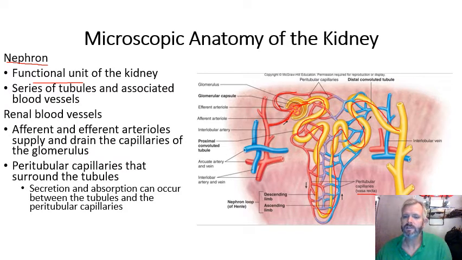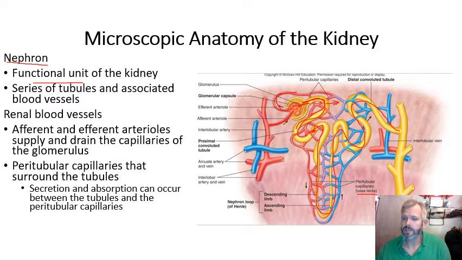What we see is as the filtrate travels through here, many items from the filtrate can actually get reabsorbed, brought from the tubules back into the blood. And then we'll also see that even after filtration, we can bring materials from the blood into the filtrate, called secretion.